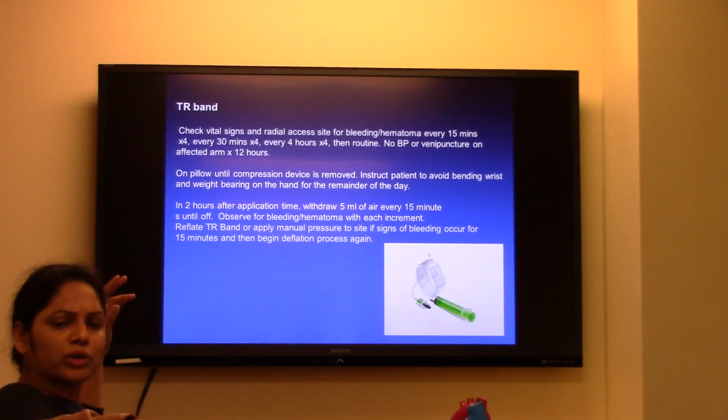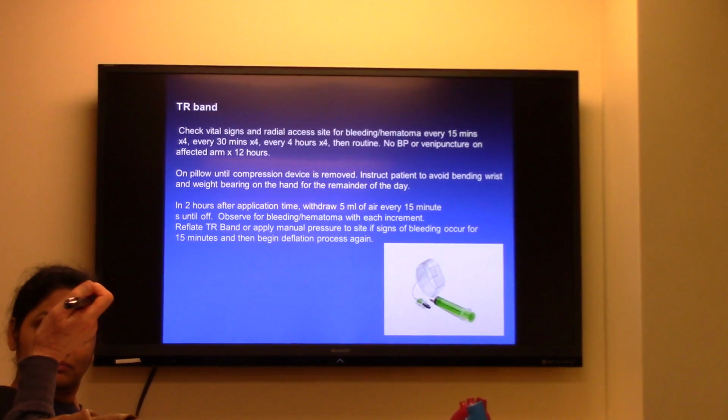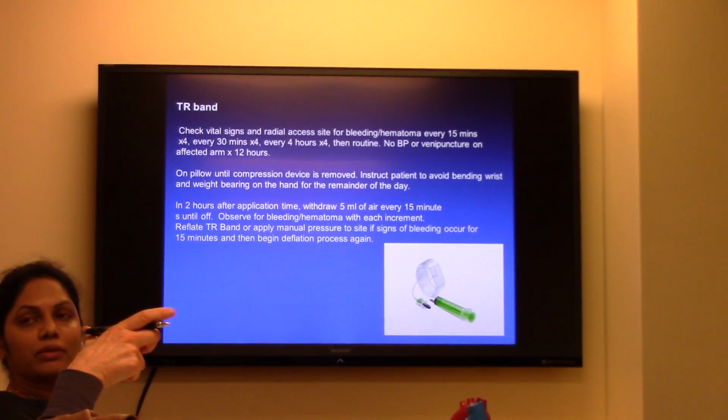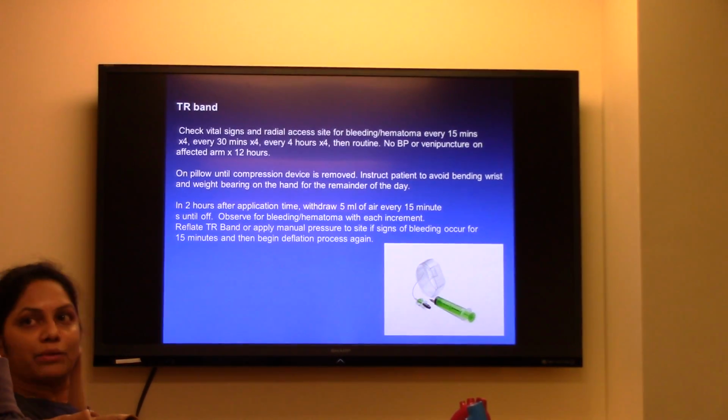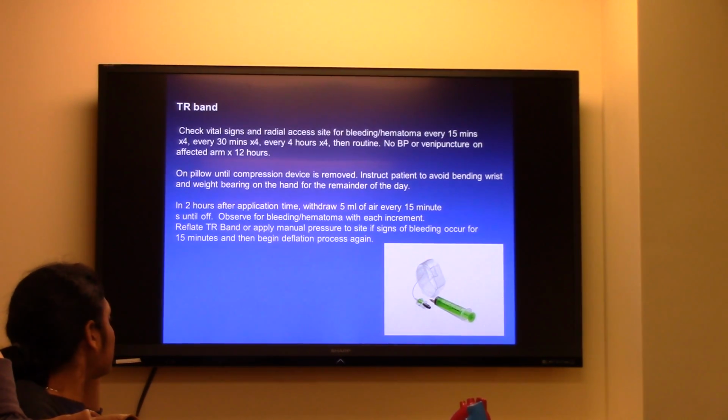And a few words about TR band. Do they come with the wire out always? So we remove everything, because the risk is mostly at the time of placement. Yeah, we remove everything. We can't leave a guide wire in. It's a risk of clot. So again, the TR band.